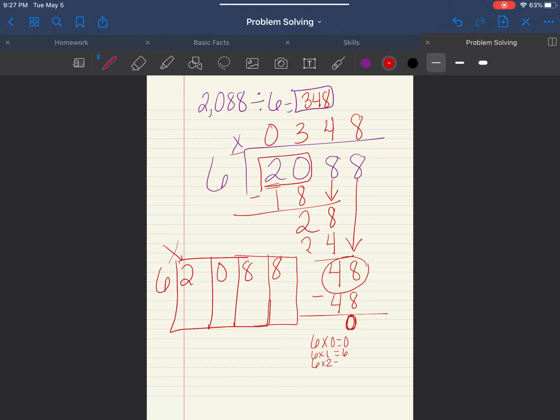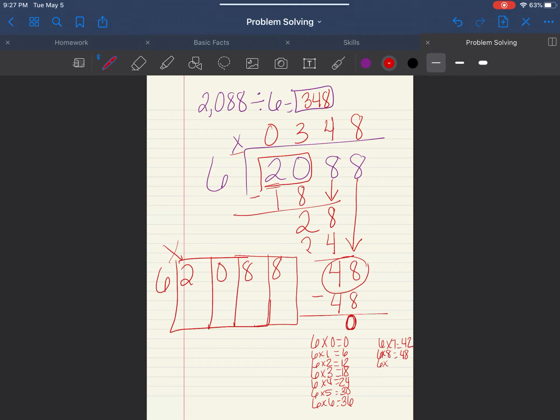And we are dividing by 6. 6 times 0 equals 0. 6 times 1 equals 6. 6 times 2 equals 12. 6 times 3 equals 18. 6 times 4 equals 24. 6 times 5 equals 30. 6 times 6 equals 36.